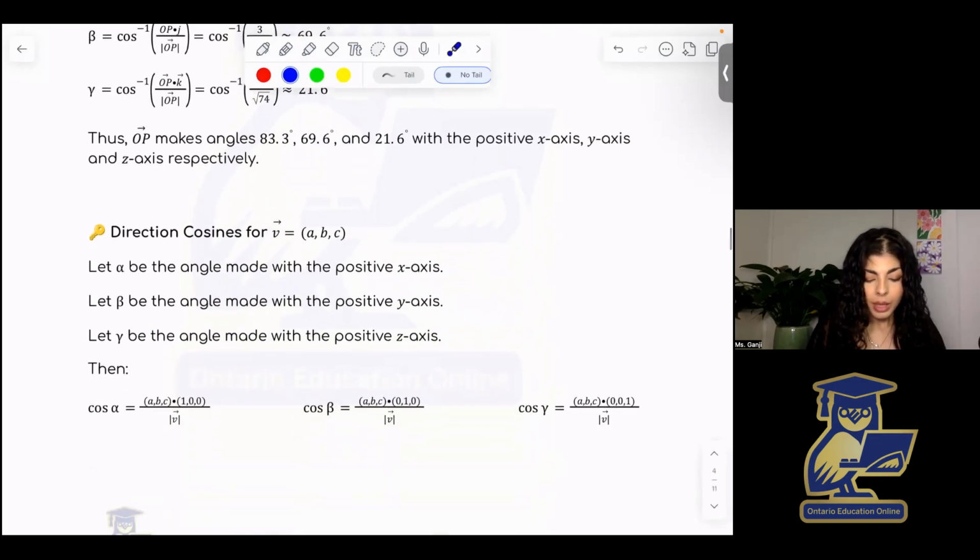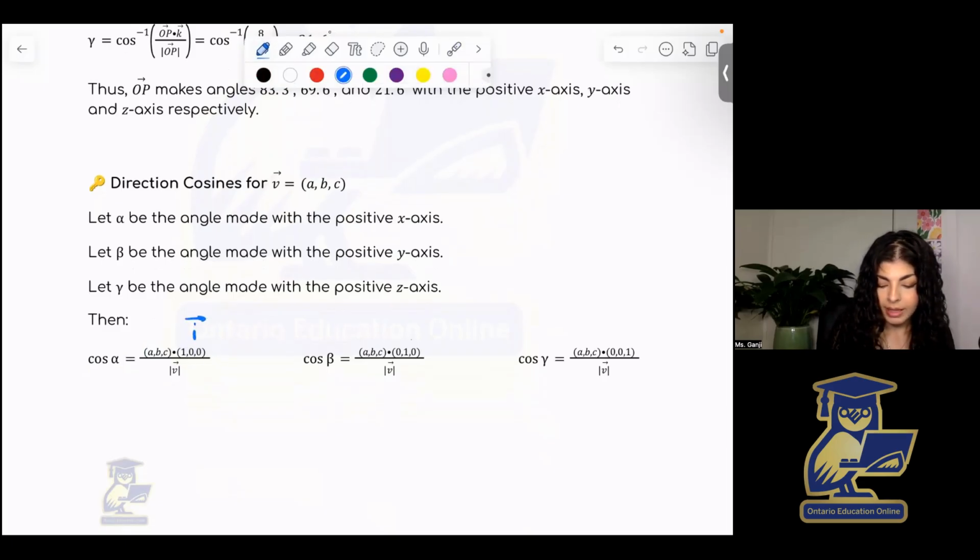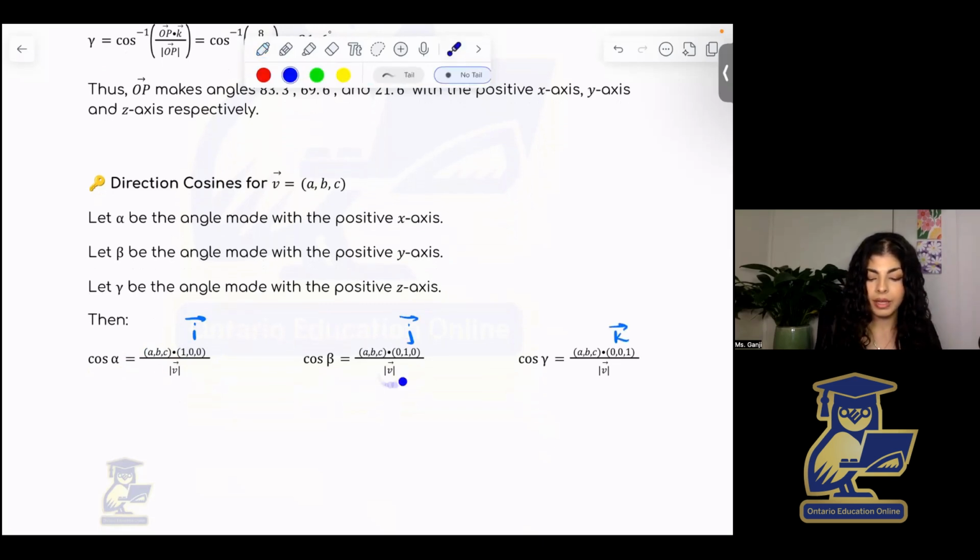Now, we can generalize this, and this is called the direction cosines for any vector v, which is given by a, b, and c. So again, we have those 3 definitions of alpha, beta, and gamma, which are going to be the angles made with the positive x, y, and z axis respectively. And so we can generalize this to cosine of alpha is the dot product of the vector with just (1, 0, 0), which is just i, and this one is j, and this one is k. And in our denominator, we have the magnitude of the vector v.